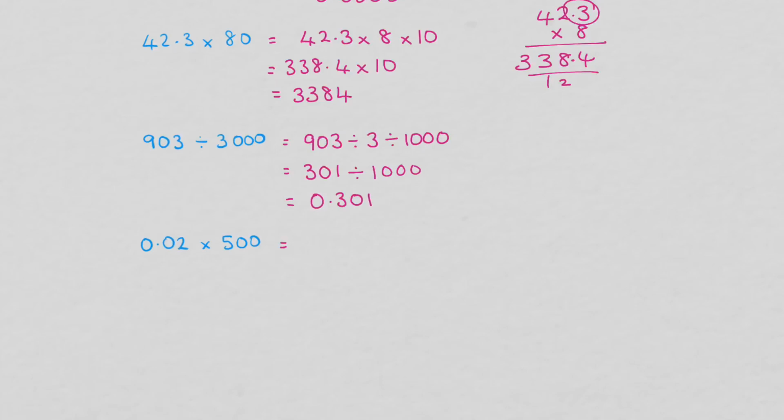And then the last one, this is all for today, 0.02 times 500, so 0.02 times 5, and then times 100. So again, it doesn't matter which way round you do these. So I would maybe think about doing 0.02 times 100, because moving the 2 places to the left just gives you 2. So 2 whole ones. So this is just 2 times 5. So it's 10.